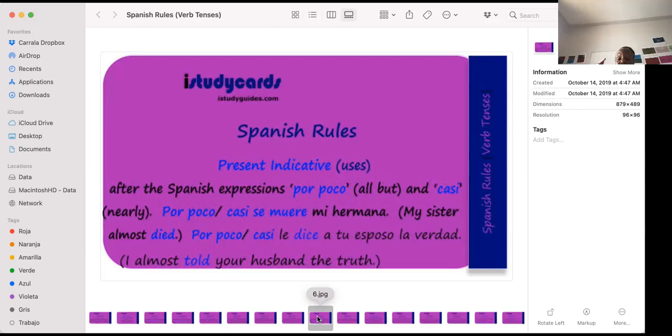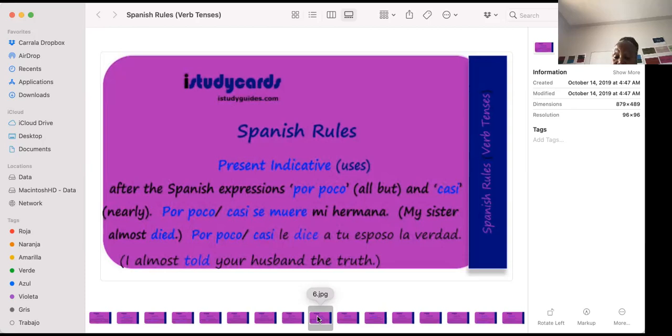and not in the past. Because if you express it in the past, that means the person actually died. So after expressions por poco or casi, meaning all but or nearly, or almost: por poco se muere mi hermana.